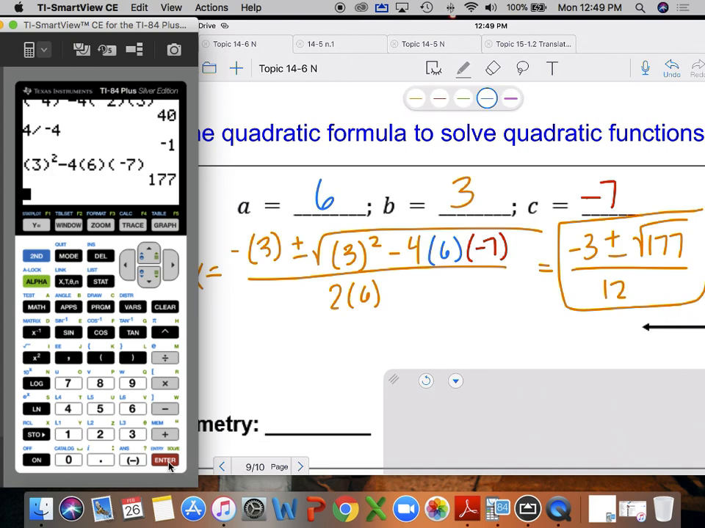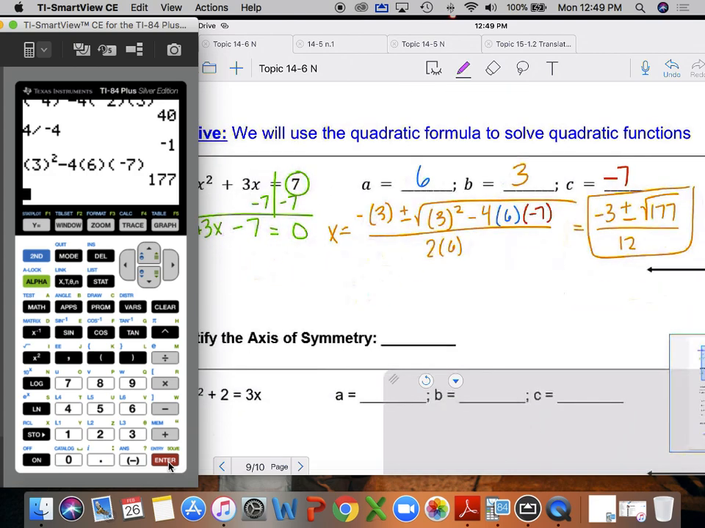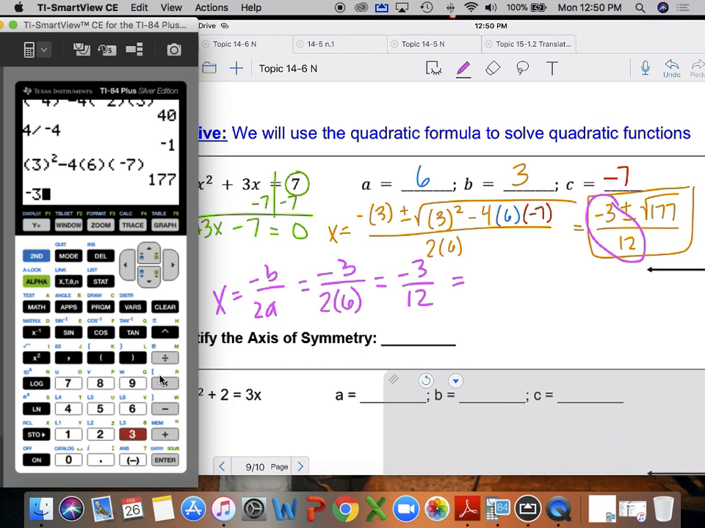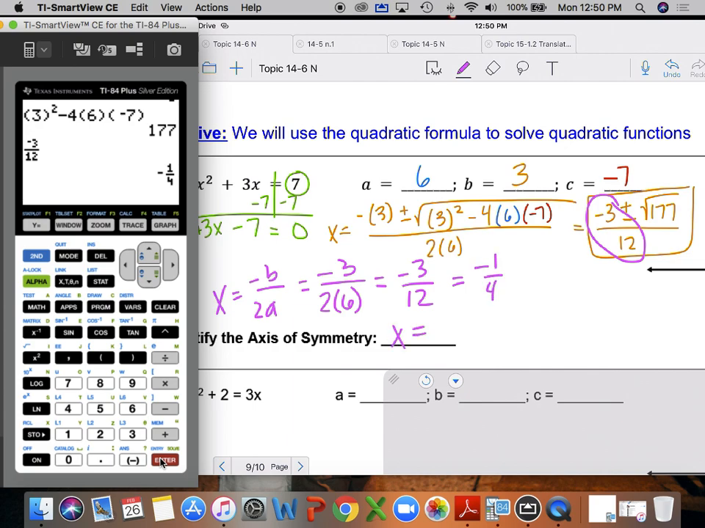So again, with these, once you get to the square root, you can stop. So that's my solution. My axis of symmetry is negative b over 2a. Or remember, you can just grab these pieces because it's the same thing. In my calculator, negative 3 divided by 12. Negative 3 divided by 12 is the same thing as negative 1/4. So my axis of symmetry is at x equals negative 1/4. So that's really close to the y-axis.